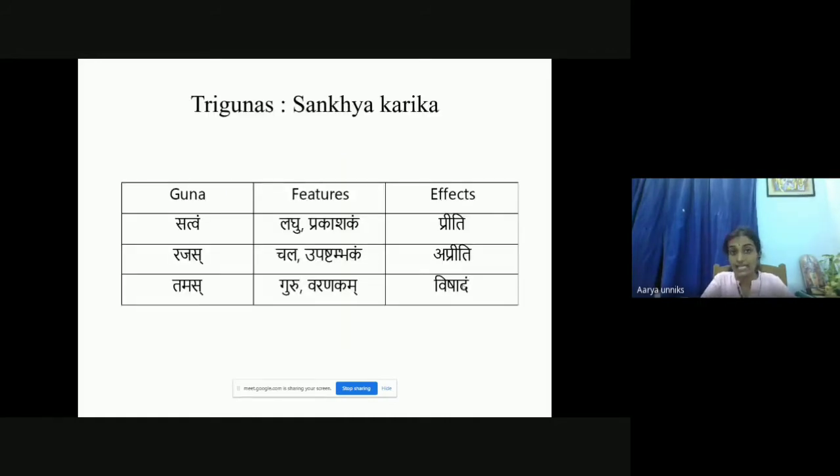Next, what Sankhya Karika says about Trigunas is that Sattvam laghu prakashakam, rajas is chala and upashtambhakam, tamas is guru and varanakam. The effects of sattva is preeti, rajas is apreeti, tamas is vishadam. See, among the Trigunas, sattva is the subtlest element. It is very subtle. And when it reaches tamas, it becomes a bit more gross. It's not gross, but it becomes a bit more gross. And sattva is the laghu element, laghu, lightness, buoyancy. And then tamas is the opposite. Tamas is guru. The rajas is chalam. It's the activating principle.